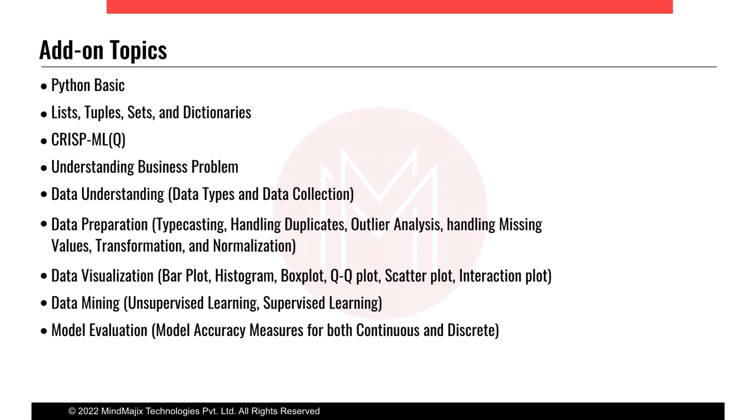Those are lists, tuples, sets, and dictionaries. I will be explaining you all about data structures in Python. And the project management methodology that we use is CRISP-ML(Q), which is Cross Industry Standard Process for Machine Learning with Quality Assurance. This is a project management methodology which is used by most data scientists.